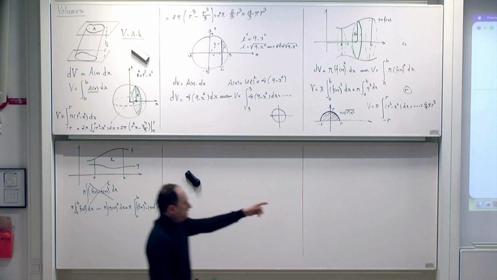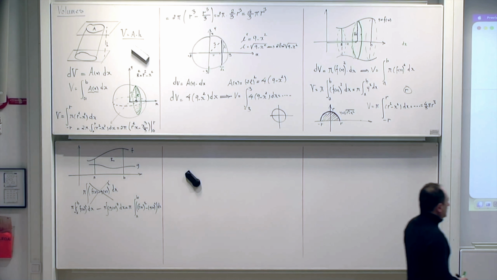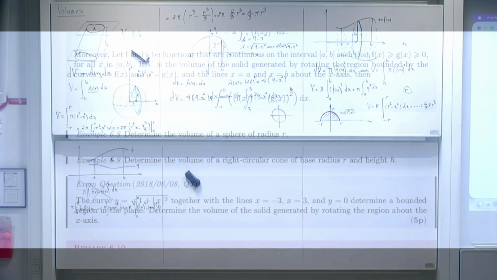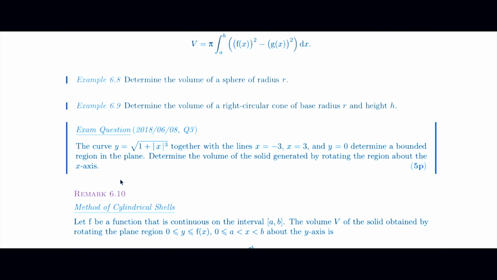If you want, we can solve this exam question. That exam question is also simple. So the curve y equals the square root of 1 plus absolute value of x cubed, together with the lines x equals minus 3 and x equals 3 and y equals 0, determine a bounded region in the plane. Determine the volume of the solid generated by rotating the region about the x-axis. That's exactly this problem. It was 2018, okay?